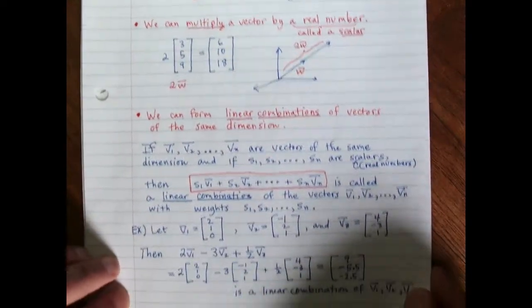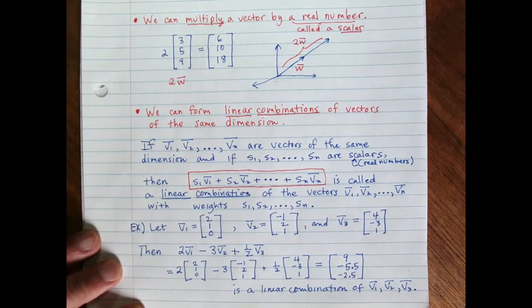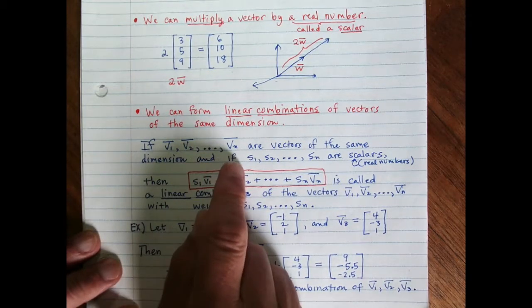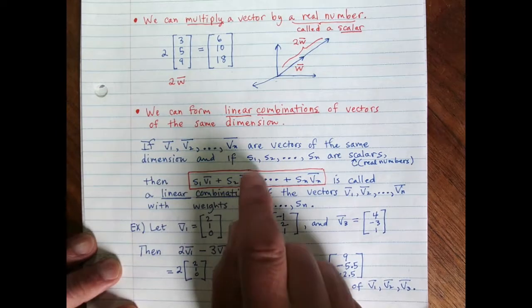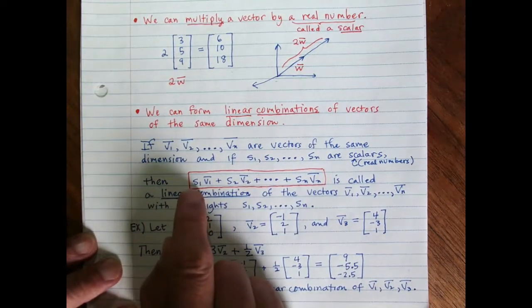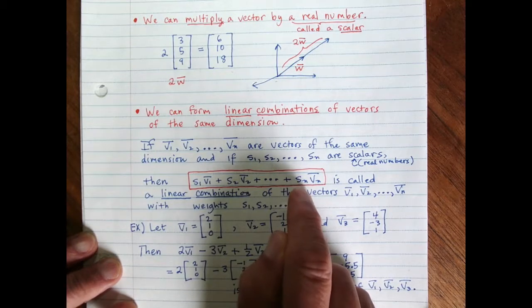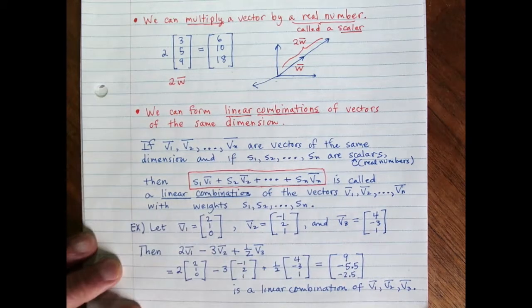Now here's something that's probably new for everybody, I would think. We can form what's called linear combinations of vectors of the same dimension. Linear combination is going to be probably one of the most important concepts in this whole course that we'll use all the way through. So let's go ahead and define it. If v1, v2 to vn are vectors of the same dimension, and if s1, s2 to sn are scalars, that means real numbers, then if we take s1 times v1 plus s2 times v2 plus all the way down the line till we get to the last one, sn times vn, that is called a linear combination of the vectors v1, v2 to vn with weights s1, s2 to sn.